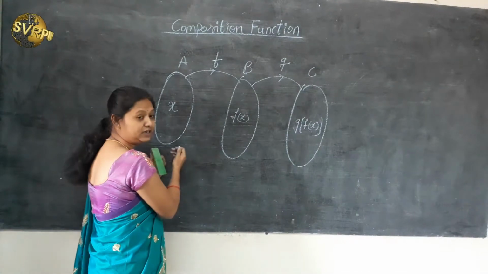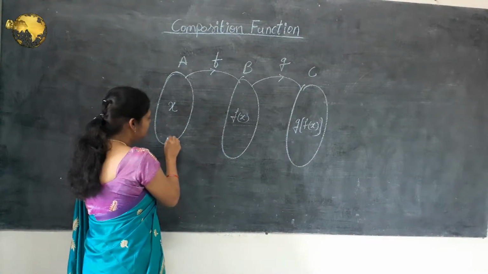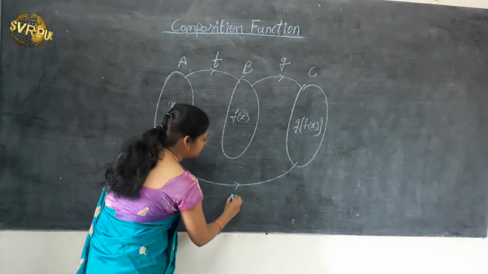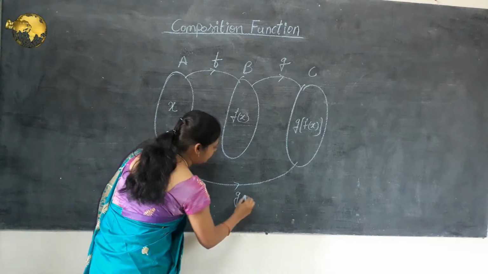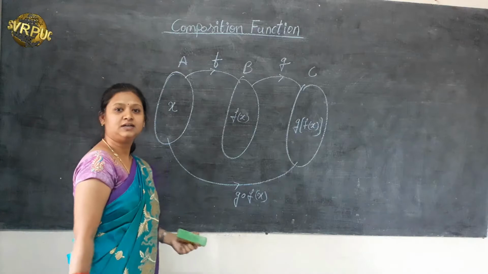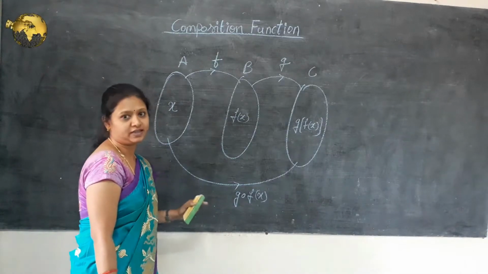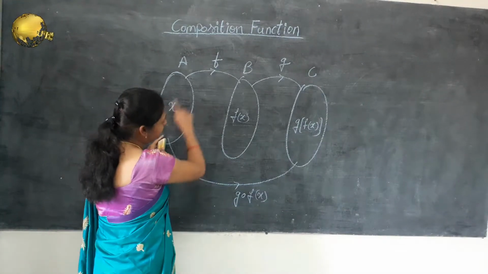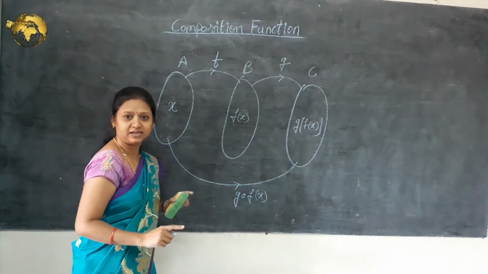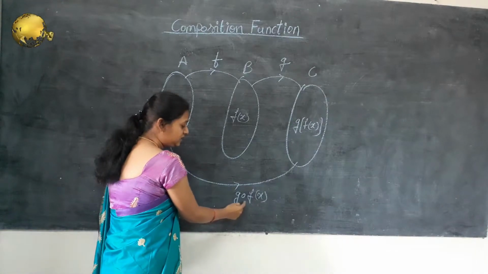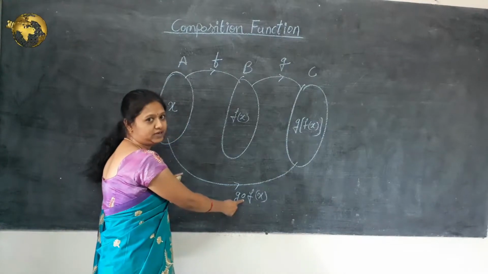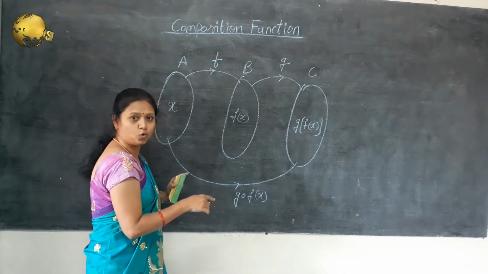How will it be defined? The composition of f and g is defined, it's very simple, as g composition f of x. Correct? G composition f of x, because f is mapped with B and B is mapped with C. So it is A to C. So it is written as g composition f of x. This is the composition operator, which is written as a small o. Okay?